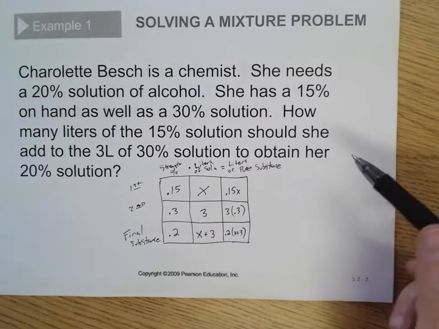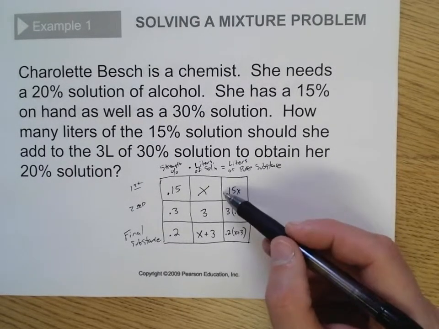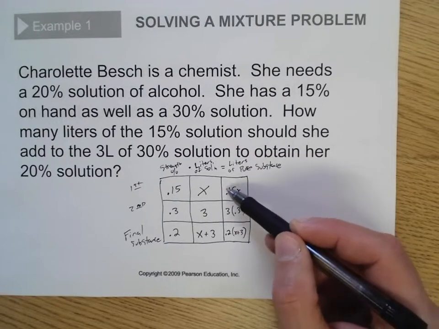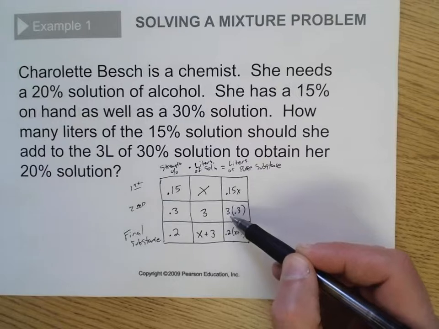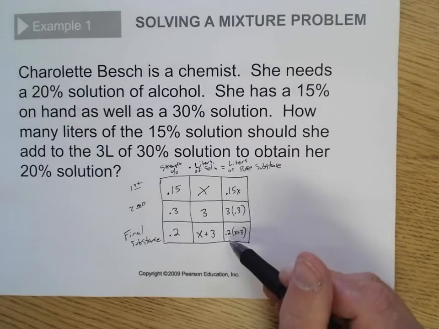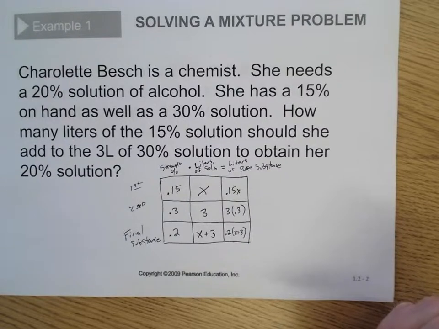And so, again, these percents relate to alcohol for this particular problem. So this represents how much actual alcohol is in the first one. This represents how much actual alcohol, which we can find, is in the second one. And then this expression represents how much alcohol is going to be in the final 20% substance.